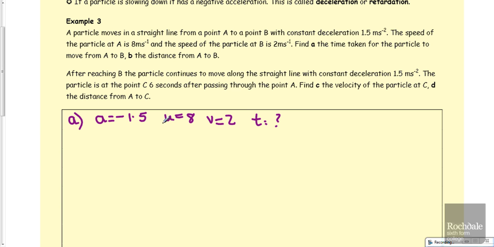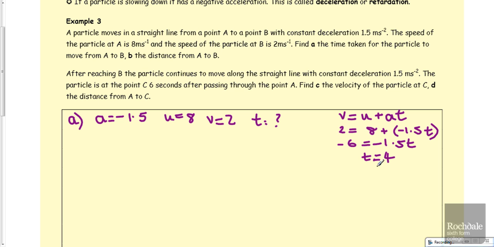So looking at those quantities that we've got there, you've got to choose which equation would be the most appropriate. And I think v = u + at would be the easiest one to use. We're told that the final velocity is 2, initial is 8, and then we've got minus 1.5 multiplied by t. Rearranging, bring the 8 over, we've got minus 6 equals minus 1.5t. And so carrying out a division, we get that t is 4 seconds. So to move from A to B takes 4 seconds.